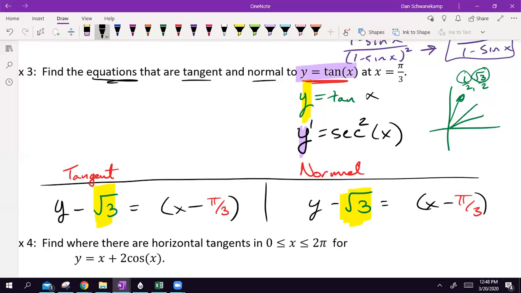So think about that. You're plugging in, and we want to find the slope. So for this one right here, for the tangent line, you are plugging pi over 3 in right there. Tell me what that is going to look like right there.